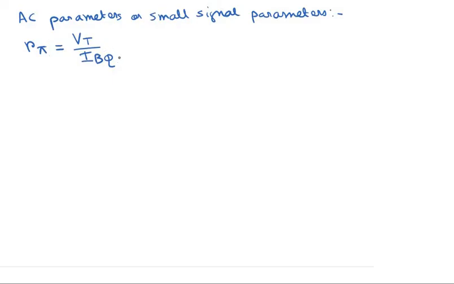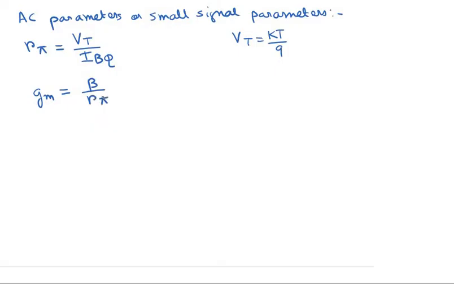And Vt we already know is equal to KT divided by Q, where K is the Boltzmann constant, T is the temperature, and Q is the electronic charge. So R pi is Vt divided by Ibq. Then we have Gm, which is also a small signal parameter in the equivalent model, and Gm is equal to beta divided by R pi.